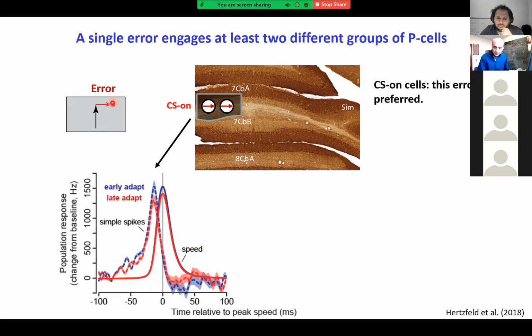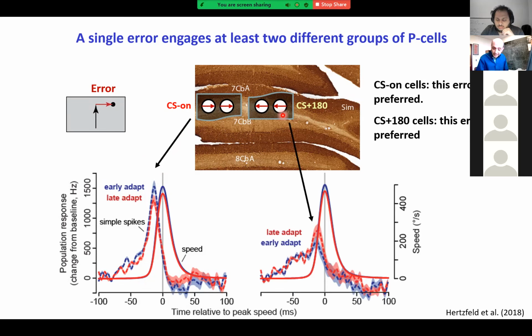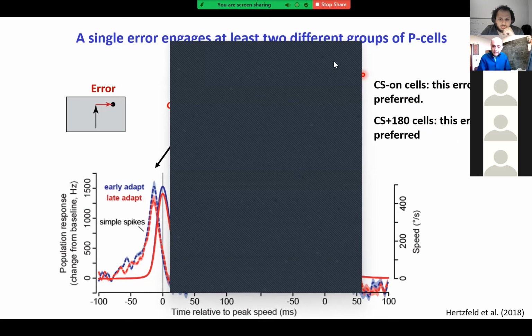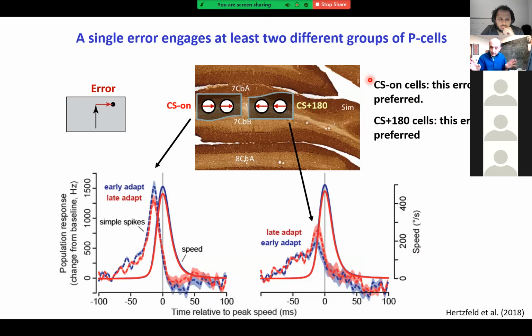But that same error to the right is also going to influence cells on the other side. These guys care about leftward errors. So for them, that's going to cause suppression of the complex spikes below baseline. For these guys, it's going to cause an increase in the complex spikes above baseline. For these guys, it's going to cause suppression below baseline. For them, there's going to be an increase in activity. So this is anti-preferred for them. It's preferred for these guys. So the same error causes activity in two different groups.